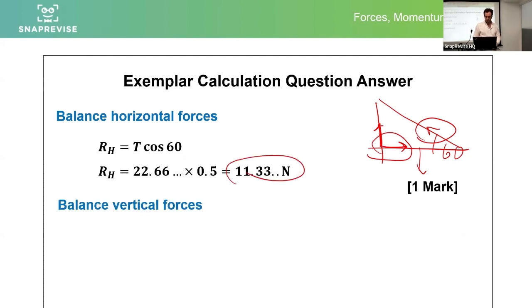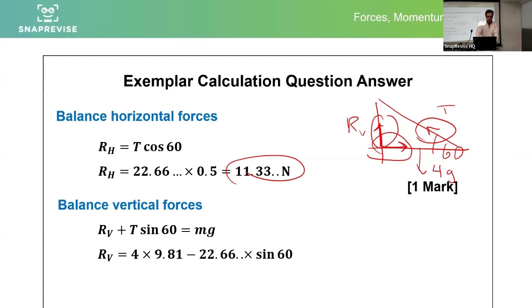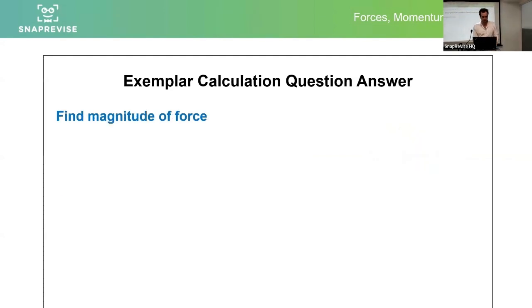It's 11.33. Vertical forces, we now have 3 contenders. We've got RV, we've got the weight, which is 4 times little g. That's 4 times little g, not 4 grams, by the way, just to clarify. And then you've got the vertical component of our tension. RV and T act upwards and the weight acts downwards, so they've got to balance that way. All of those we know except RV, so rearrange for RV, and you end up with 19.62 newtons. Neither of those 2 values seem wild to me.